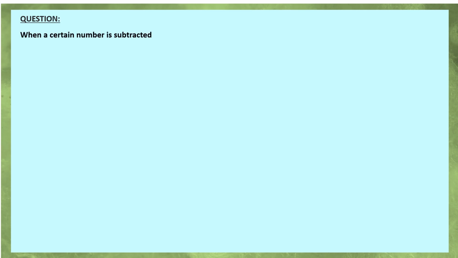Today we'll be looking at another question, and the question is, when a certain number is subtracted from 10 and the result is multiplied by 2, the final result is 4. What is the number?